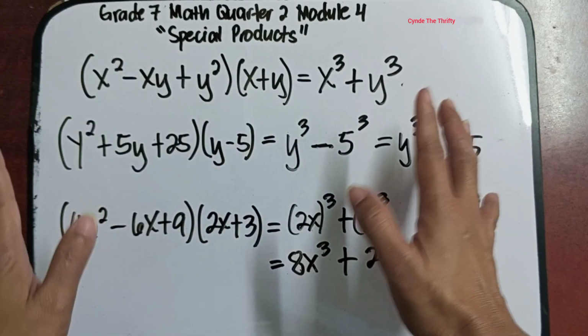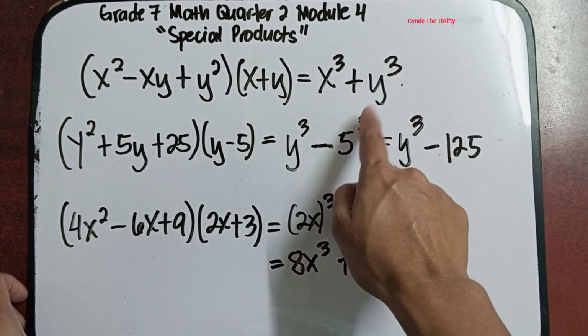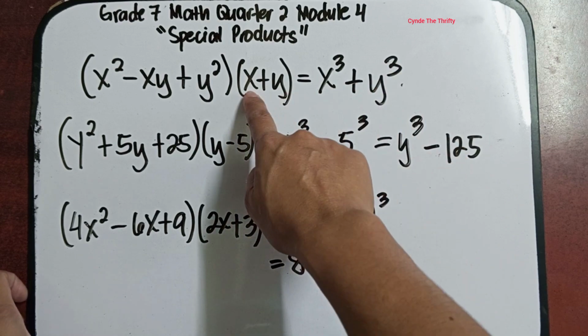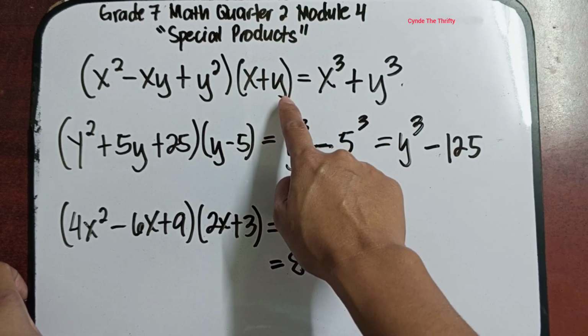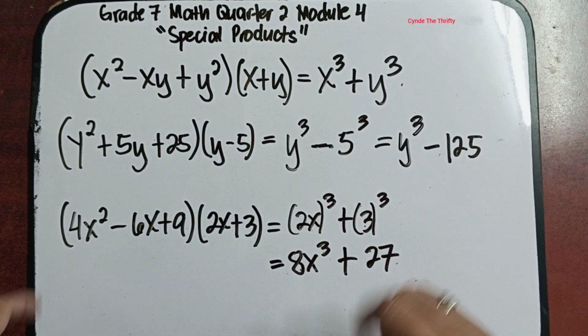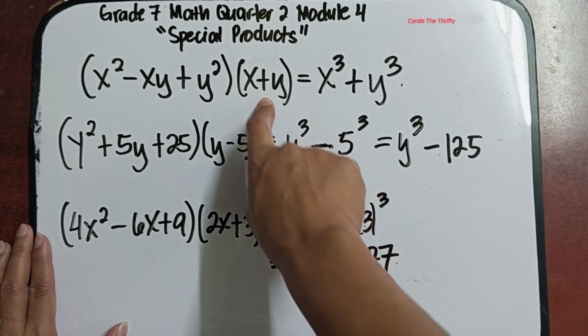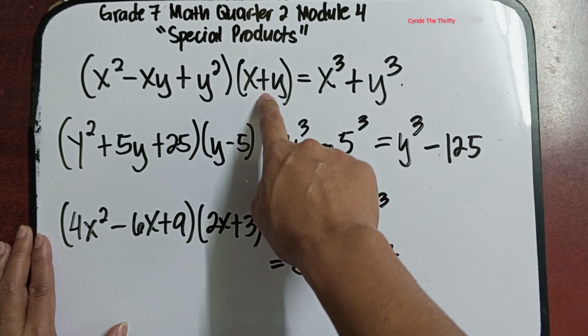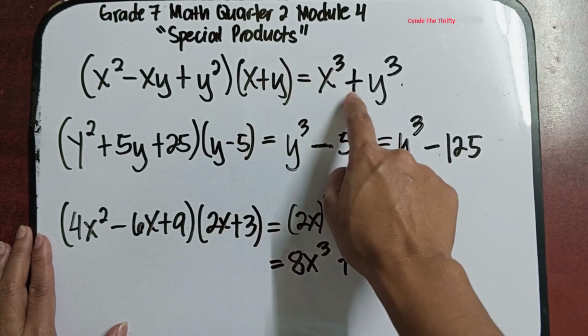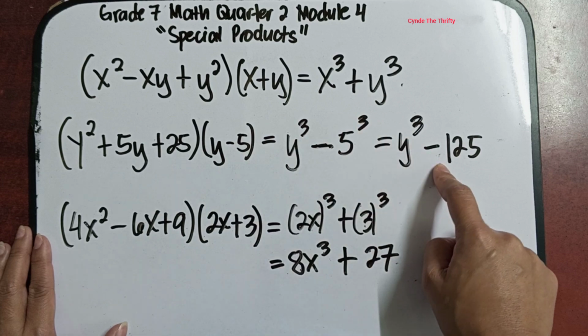Kapag nasatisfy niya yon, ibig sabihin pwede ka nang magsulat agad ng iyong sagot na i-cube mo lang yung first term ng iyong binomial tapos i-cube mo din ang second term ng iyong binomial at meron ka ng sagot. And take note also of the sign. Kapag ang sign ng iyong binomial is positive or addition, so addition din yung sagot mo. Kapag subtraction, subtraction din yung sagot mo.